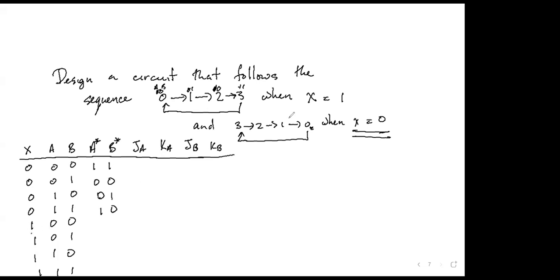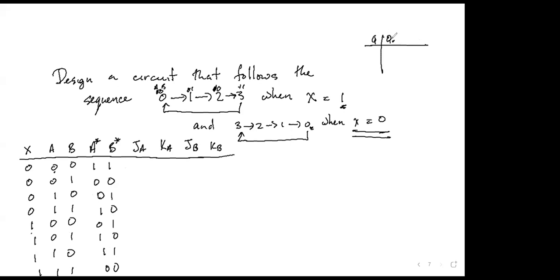When X equals 1 now, so we're up here, and when you're at 0, the next state is 1. When you're at 1, the next state is 2. When you're at 2, the next state is 3. When you're at 3, the next state is 0. So we want to write down the JA and KA that will cause the transition from A to A star. Of course, I never remember the table, so I'm going to put it back up here.